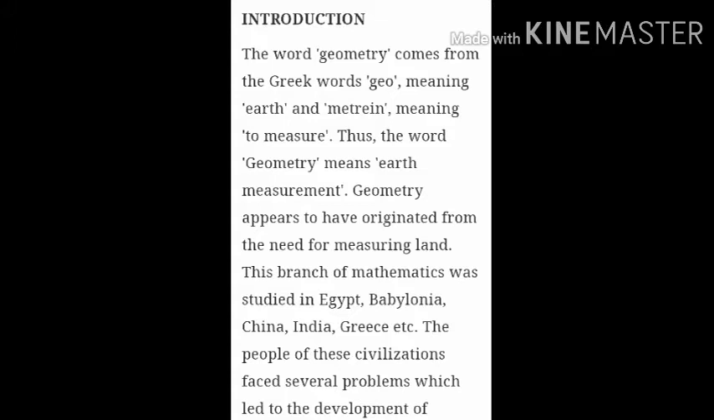Introduction. The word geometry comes from the Greek word geo, meaning earth, and metrion, meaning to measure. Thus, the word geometry means earth measurement. Geometry appears to have originated from the need for measuring land. This branch of mathematics was studied in Egypt, Babylonia, China, India, Greece, etc. The people of these civilizations faced several problems which led to the development of geometry.